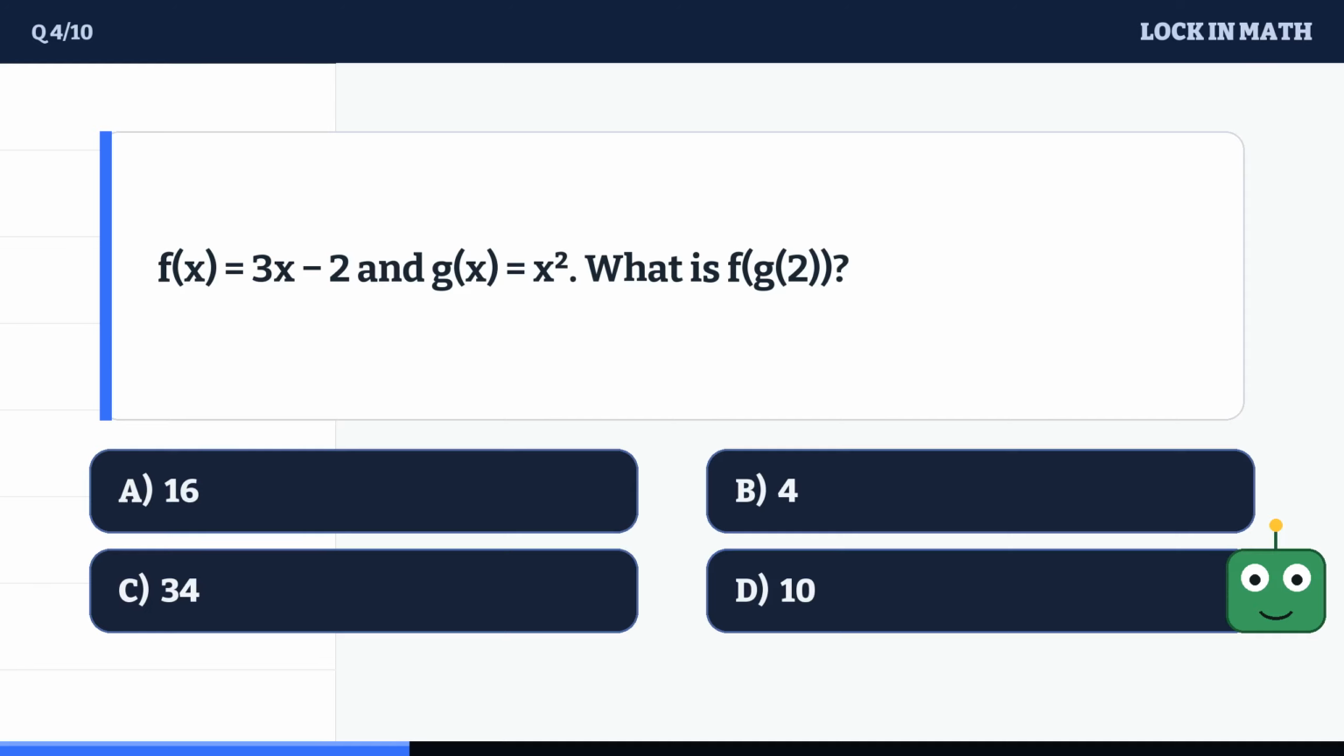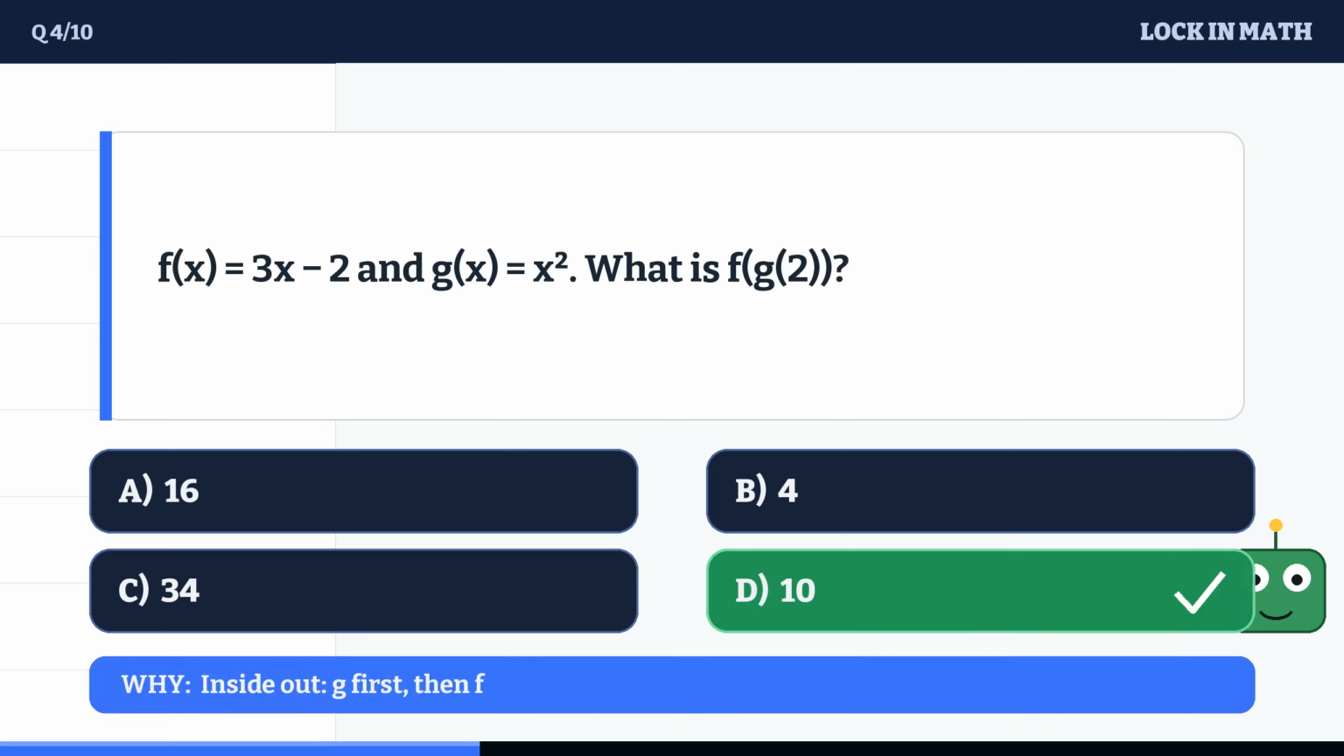f of x is 3x minus 2. g of x is x squared. Find f of g of 2. 10. Work inside out. g of 2 is 4. Then f of 4 is 10. The trap is reading it backwards. f first, then g, which gives 16. Wrong order, wrong answer, same numbers.